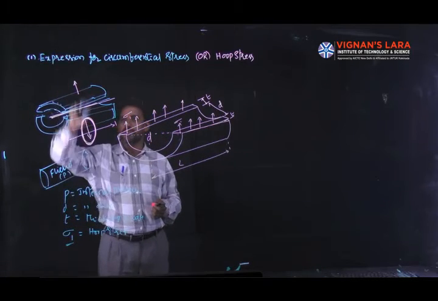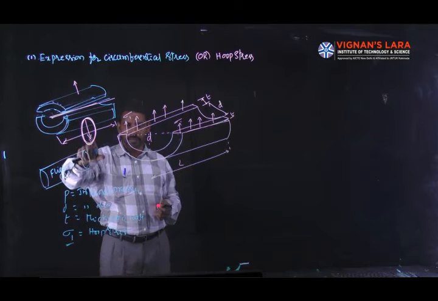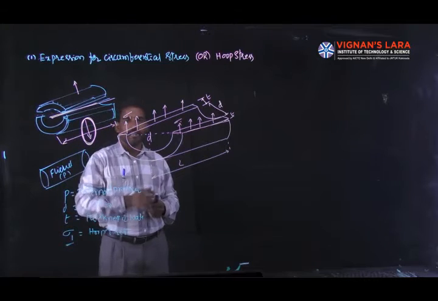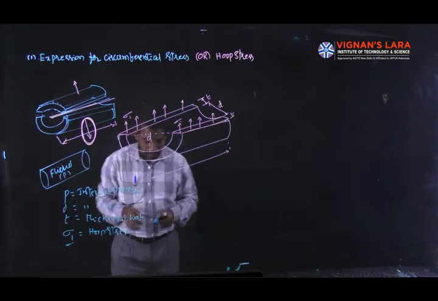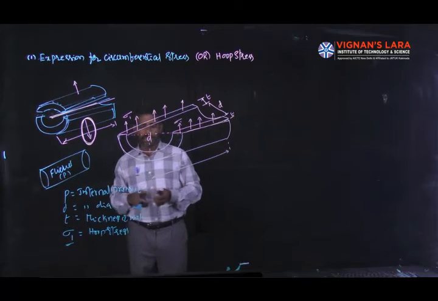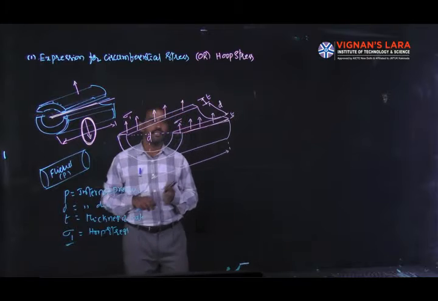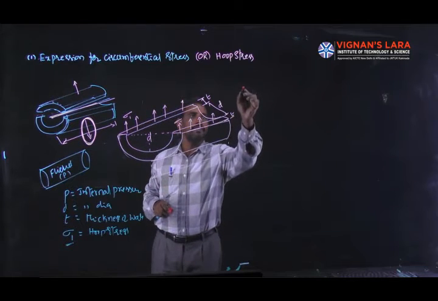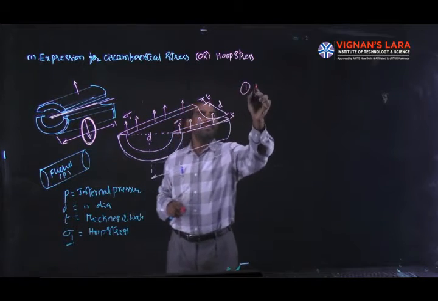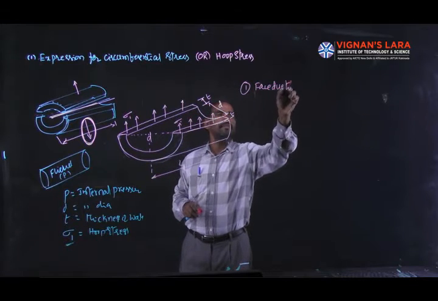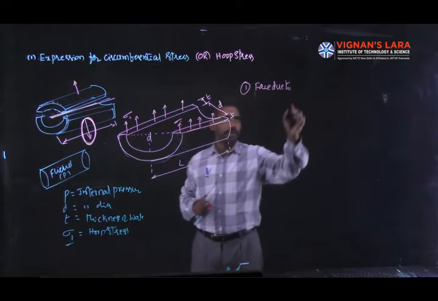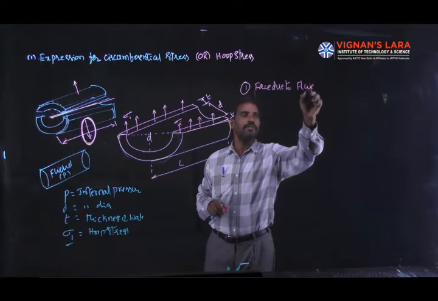For equilibrium in the vertical direction, the resisting force, that is the resultant vertical pressure force, is the first one. The next one is the resistance offered by the material. That should be in equilibrium. So first, let us calculate the force due to the fluid pressure.